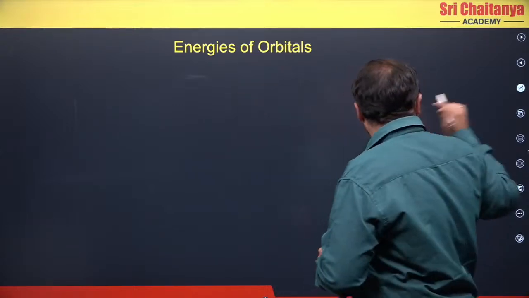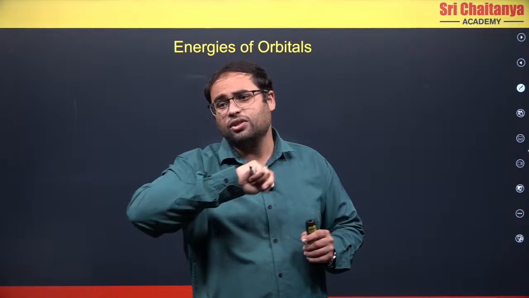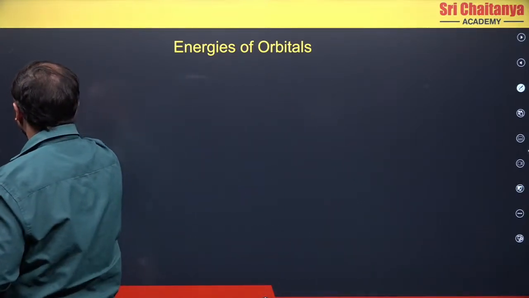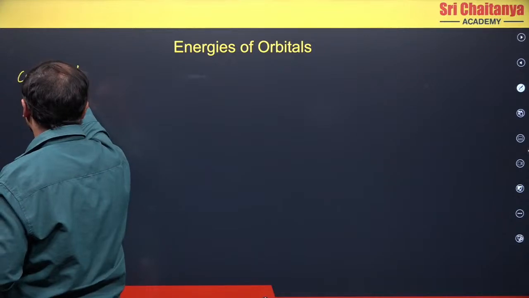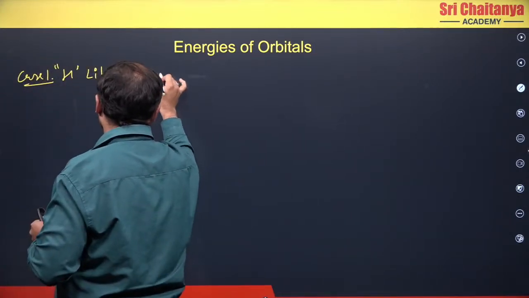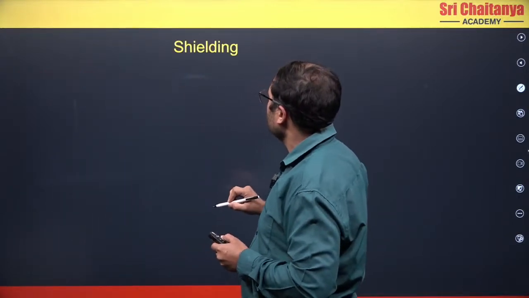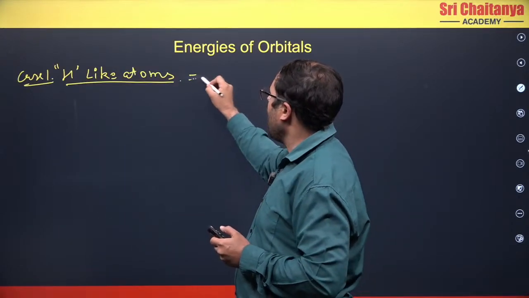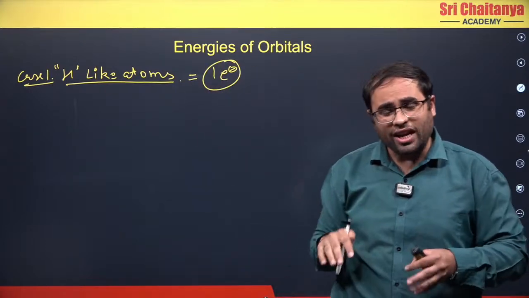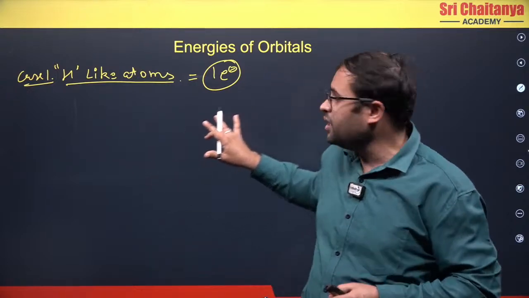Now, energies of orbitals are different in 2 cases mainly. So you will have 2 cases. The first case will be hydrogen-like atoms. Hydrogen-like atoms are the ones which have only one electron, because hydrogen has one electron and one proton.